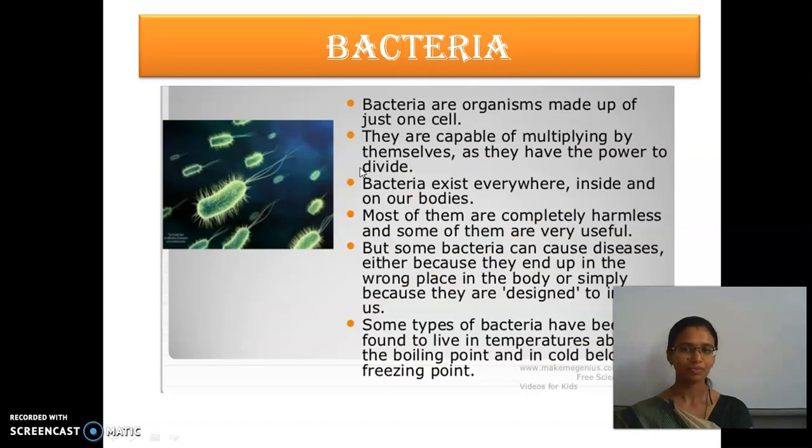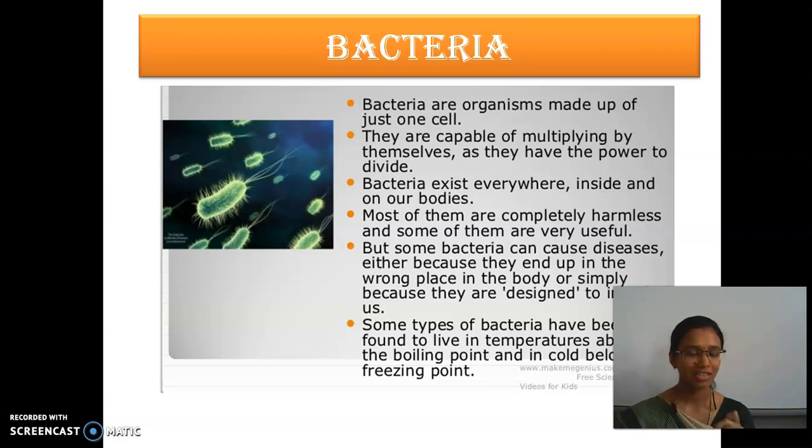First we will be seeing about bacteria. Bacteria are organisms which are made up of only one cell. What is meant by one cell? The organism which is made up of only one cell is called as?